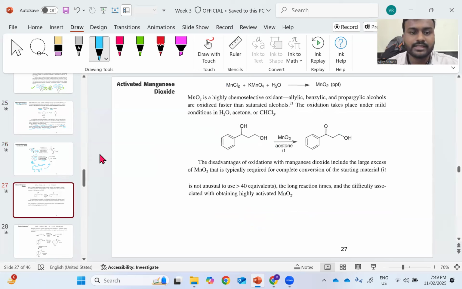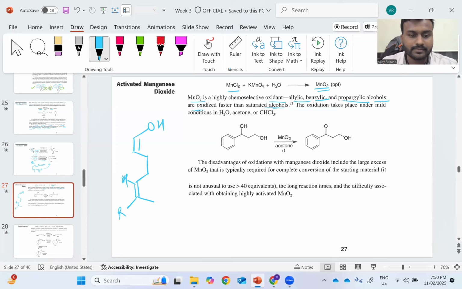Another oxidizing agent is activated manganese dioxide, MnO2. This MnO2 precipitate or powder is also used for the chemoselective oxidation of allylic, benzylic, as well as propargylic alcohols, right? And they oxidize faster than saturated alcohols. So let's say we have a saturated alcohol. I will just show here some example, OH, and here there is some other alcohol group.